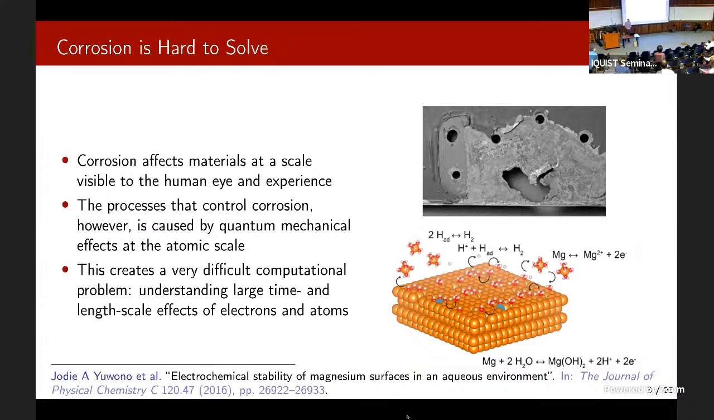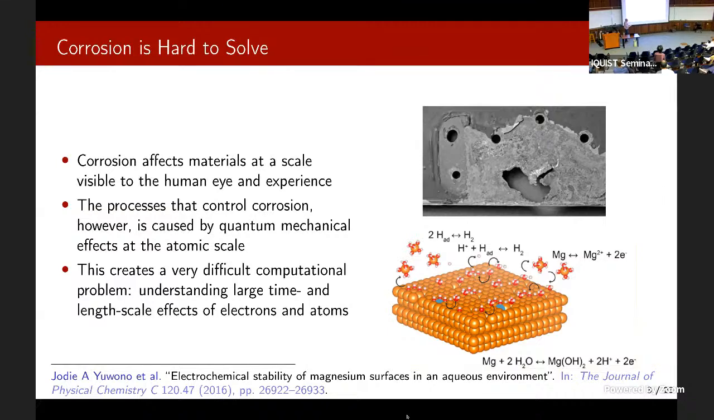But it's really hard to solve. And why is that? Well, corrosion affects materials at a scale visible to the human eye and experience. We see corrosion, we touch corrosion, right? We can watch over a year scale that something a meter long can corrode. However, the processes that control corrosion happen at the atomic scale.